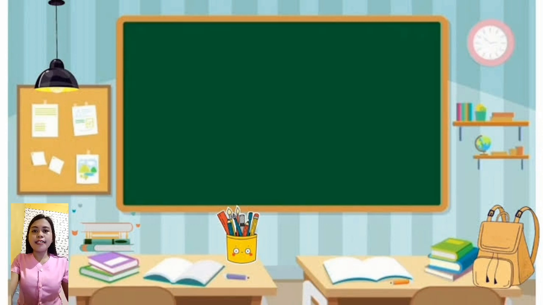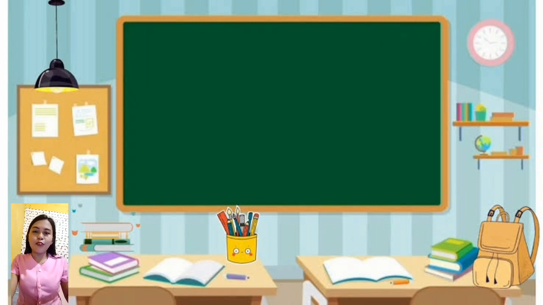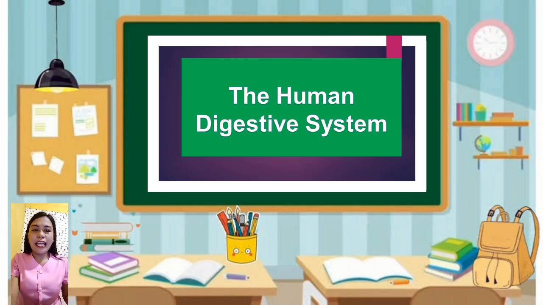Before we proceed to the discussion proper, let's have a game first. The name of the game is Organ System Hangman. The mechanics of the game is you should name this organ system given the clue below. The clue is, these convert food into energy and basic nutrients to feed the entire body. What is this organ system? Yes, very good. It is the digestive system.